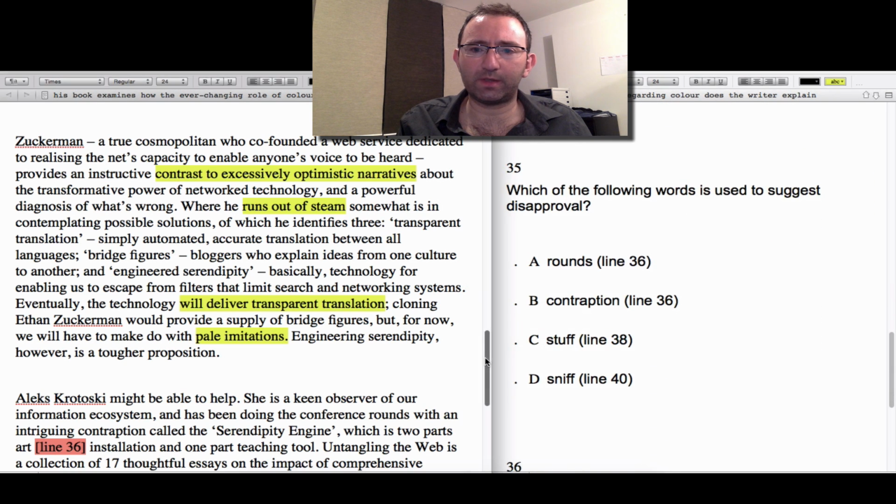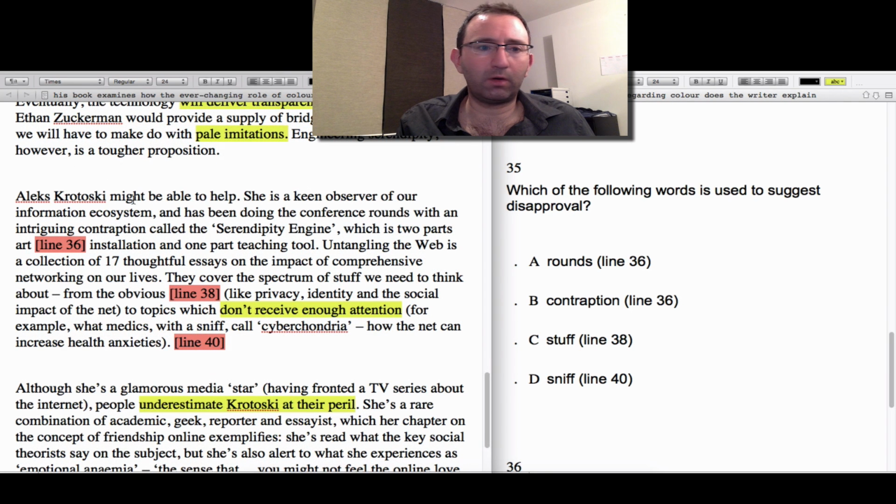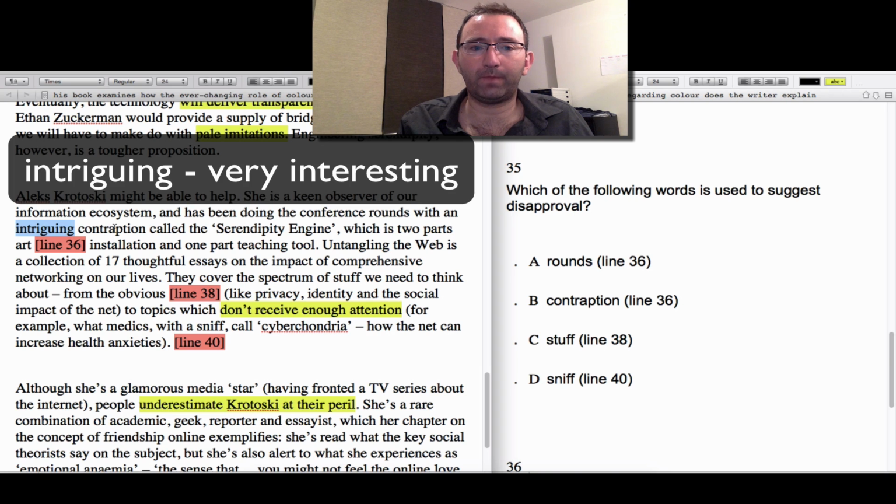Okay, which of the following words is used to suggest disapproval? She's a keen observer of our information ecosystem and has been doing the conference rounds. That means she has been touring, going from conference to conference. So that's not negative. With an intriguing contraption called the serendipity engine. Contraption is neutral, and if it's following the word intriguing, then it's positive. So that's not disapproval.